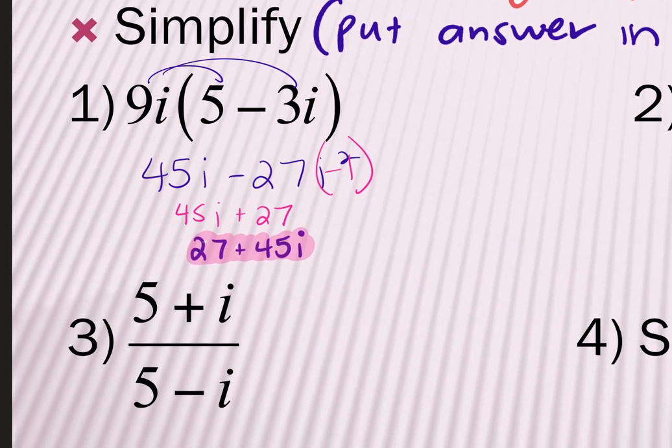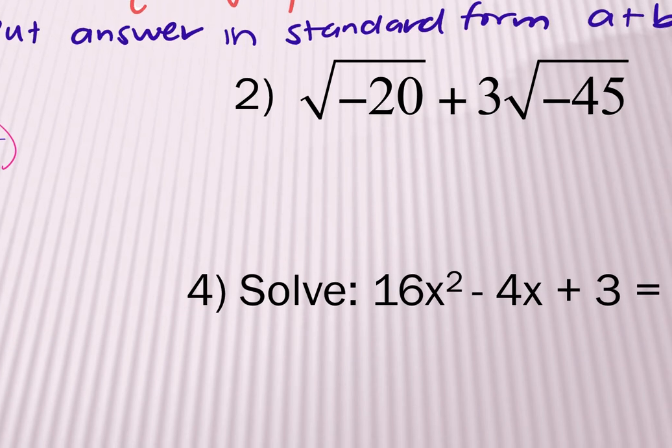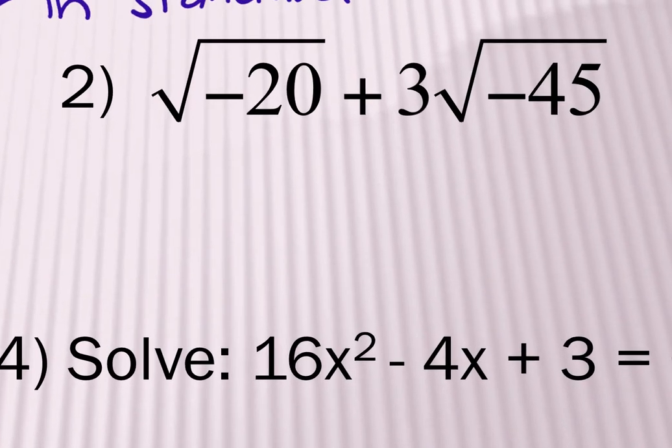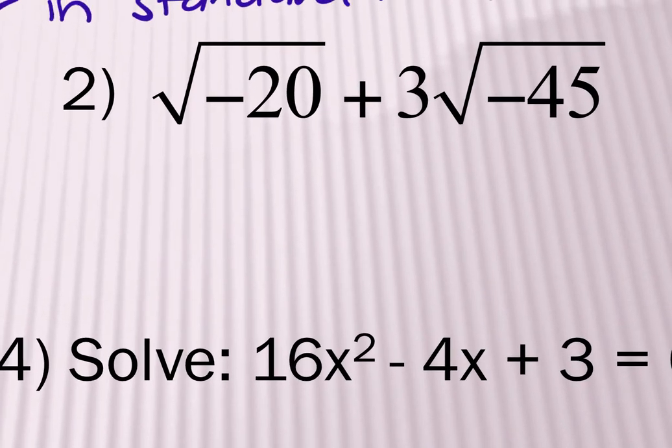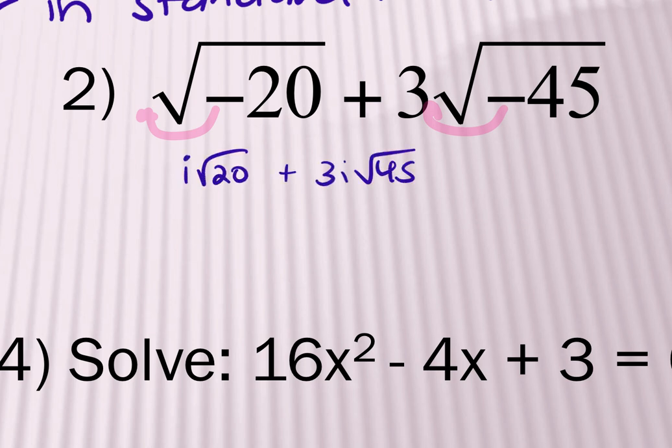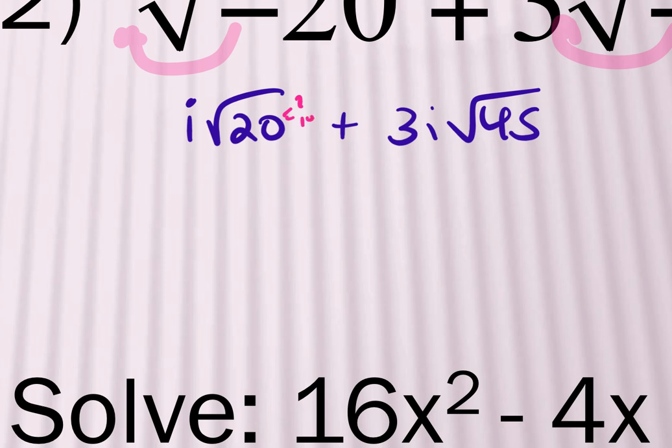Questions on that one? Okay, then we go to 2, and what do you have to do first? Take that negative out, make it an i on the front. You can't do anything with your square roots until you do that. So I'm going to take the i's out here. Sounds violent, but I'm taking the i out. Plus 3i squared 45. Then I want to break down your radical, okay, by using your factor tree. So 20 would be like 2 and 10, or 2 and 5, or 2i square root 5.